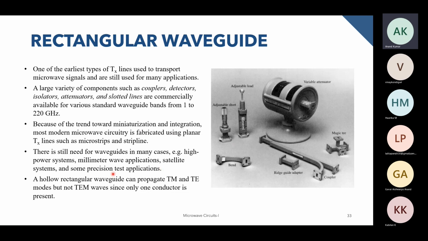Okay, so I think we have covered most of the top points that I wrote over there. These rectangular waveguides find their applications in power systems, millimeter wave applications, satellite systems, and some test applications as well. For high power systems, it is because these structures can handle high power as compared to the planar technology that we are looking at. They are usually meant for low power devices.